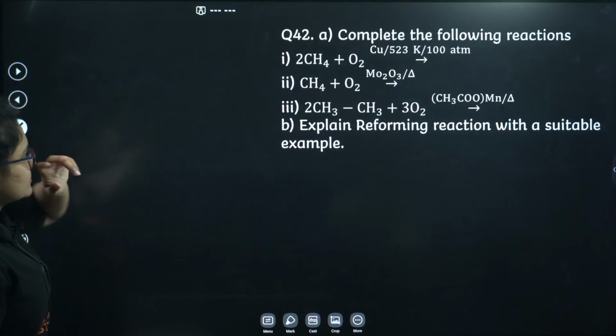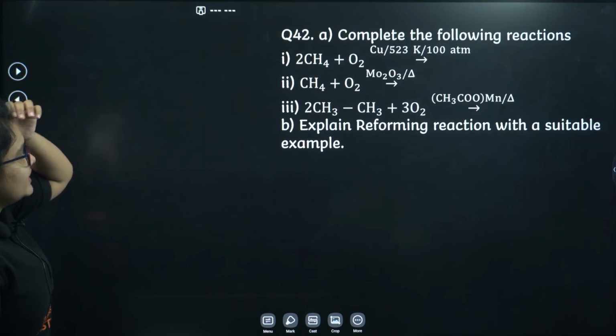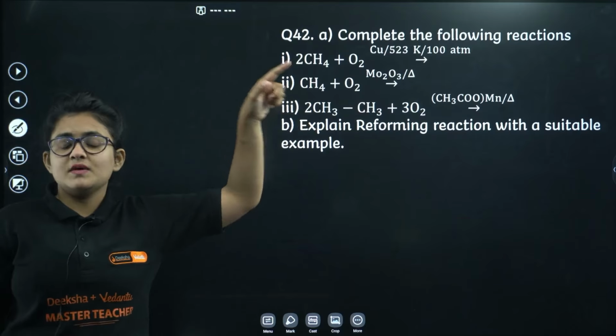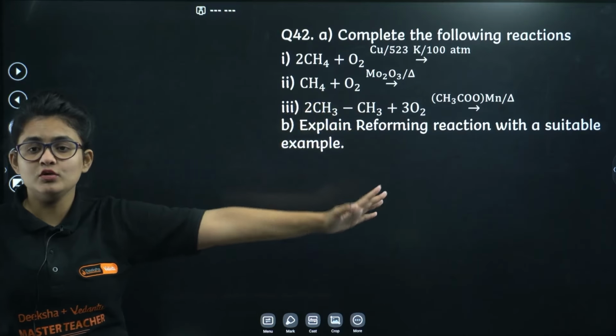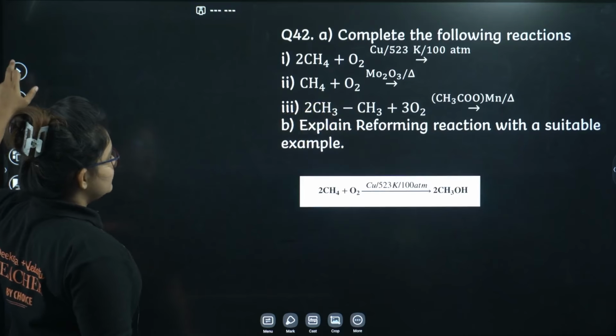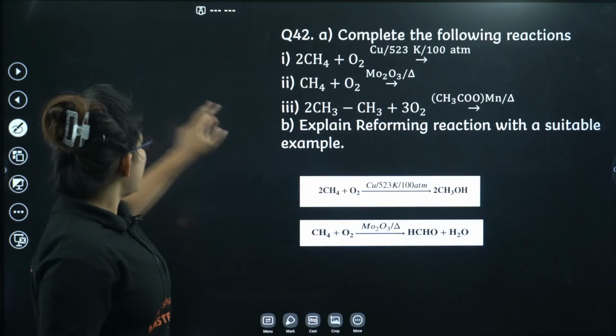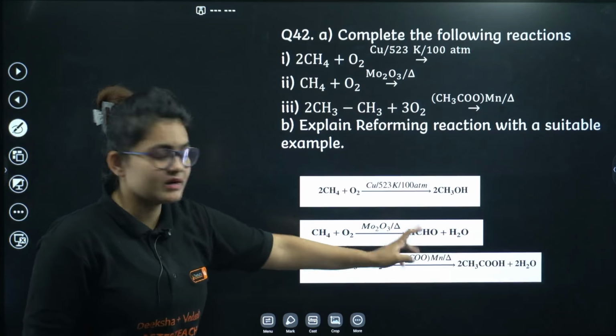Proceed. Complete the following reactions. For this case you get first an alcohol, next an aldehyde, and third a ketone. Let's proceed. Here you can see one alcohol, in the next case you will get one aldehyde, and in the next case you will get one carboxylic acid.